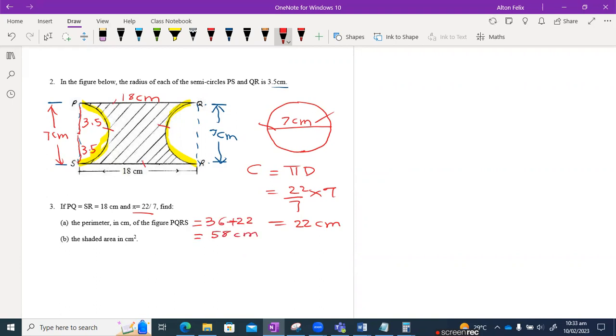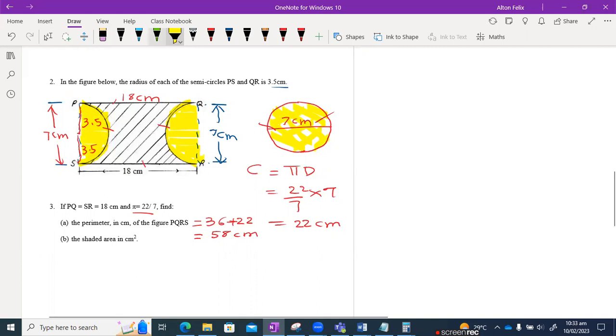Let's go to the next question, part B. What is the shaded area? Right, so the shaded area, again, if we see this as the area of the semicircle, and we also see this one here as the area of the semicircle, when we bring them together, we get the area of a complete circle, right, as shown here. So we can find the area of the complete circle. Why are we doing that?